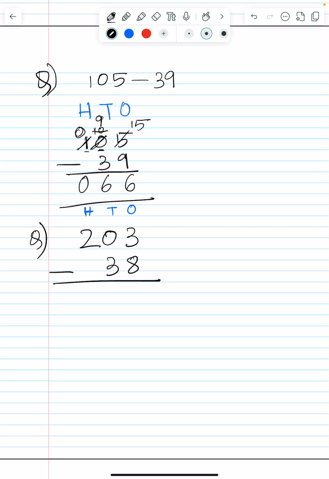Now, can we do 3 minus 8? Maisha, can we do 3 minus 8? No, we cannot do 3 minus 8. We need to do 13 minus 8. But we need to borrow. We need to borrow from the left.